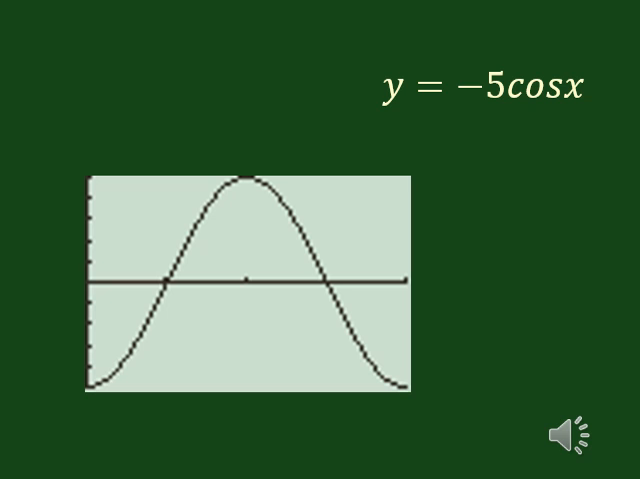And this one is an upside down cosine graph, and it goes up to 5, down to negative 5, so I know it's negative 5 cosine x.